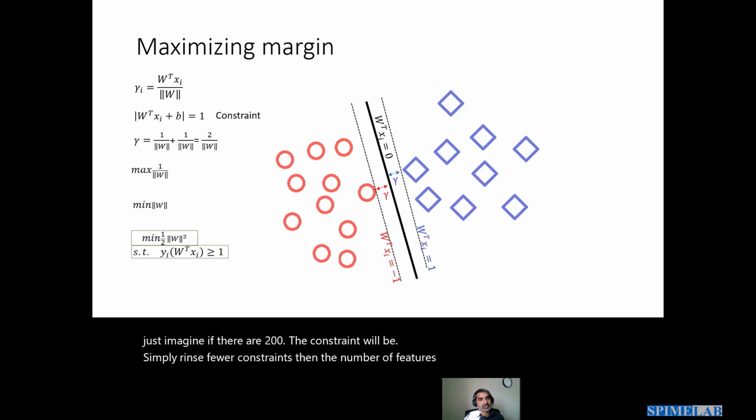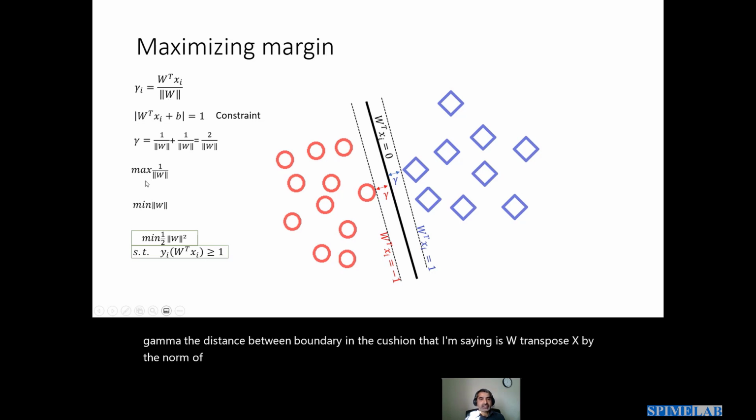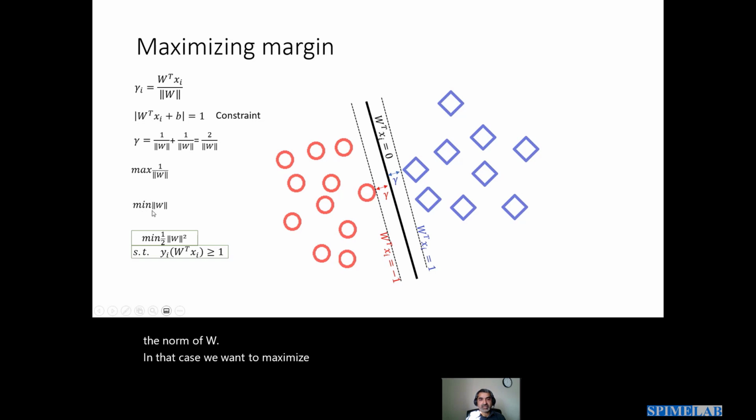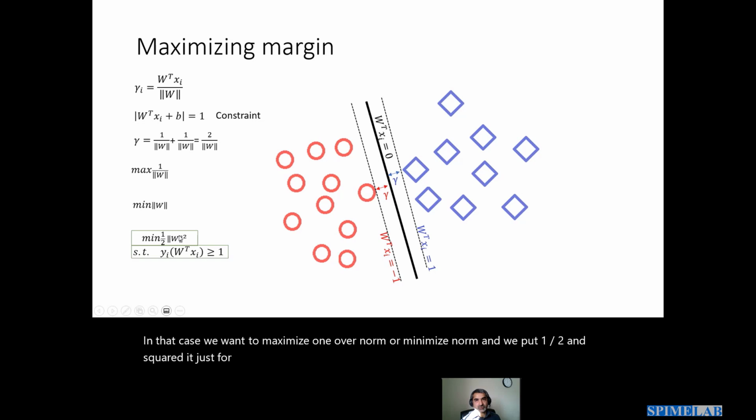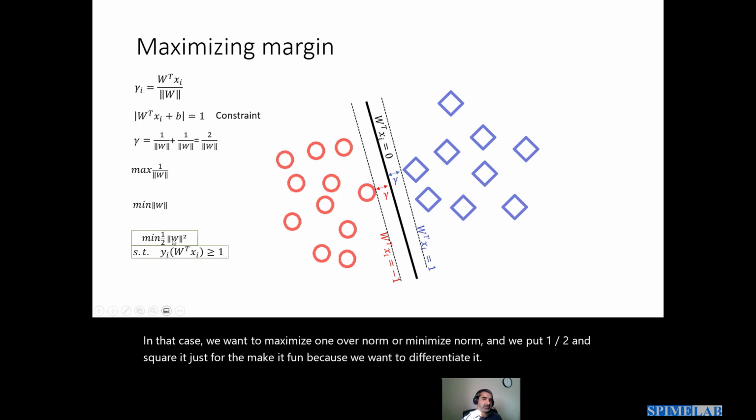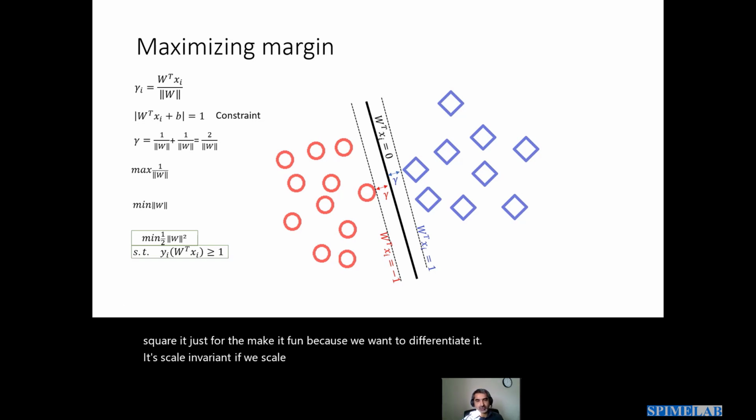So yeah, here we go again. If gamma, the distance between boundary and the cushion that I'm saying, is W transpose X by the norm of W, in that case, we want to maximize 1 over norm or minimize norm, and we put 1 over 2 and square it just to make it fun because we want to differentiate it. It's scale invariant. If we scale it, like take a cube or whatever, the line will stay here. We will get the same results. So to make our life happy, we square it and multiply it by 1 by 2 so that when we take derivative, we just get W. 2 will get cancelled too.